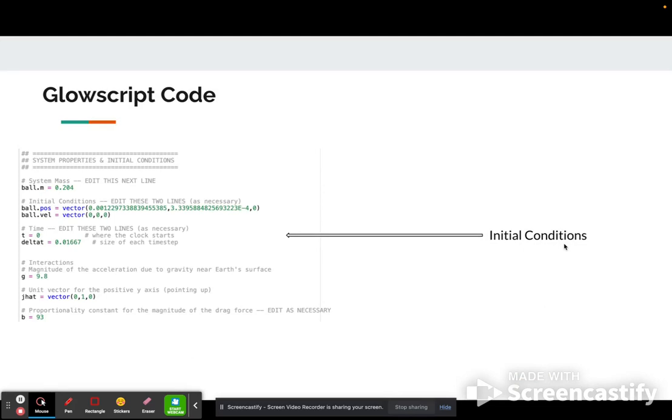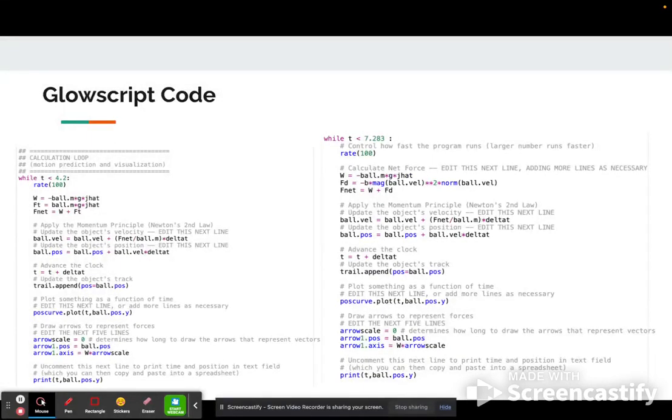And here's my GlowScript code. Here we're setting the initial conditions, so the position, velocity, time, delta t, gravity, and the unit vector. And here's the actual code. We're applying the velocity update formulas and position update formulas in two separate calculation loops.